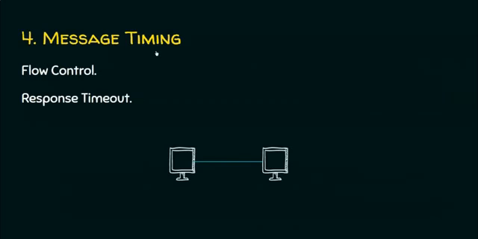And message timing is the fourth element of protocols. Message timing deals with flow control and response timeout. Let's first talk about flow control. Let's assume the sender is very fast, and the receiver is slow. Since the sender is very fast, it can send data at high speed. What about the receiver? He can't handle that speed. If there is no flow control mechanism, the sender can keep on sending data, but the receiver cannot receive that data. So the entire communication will become useless. It is the responsibility of the protocol to provide a flow control mechanism.